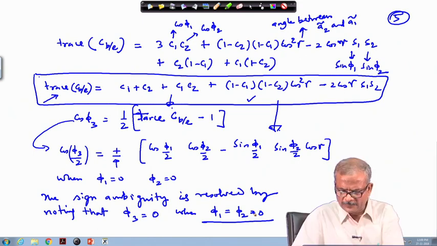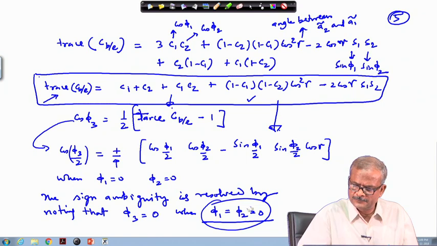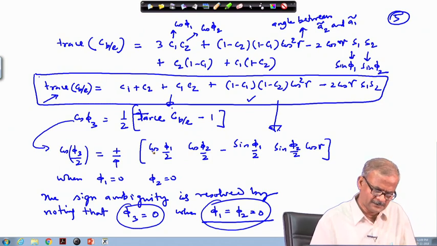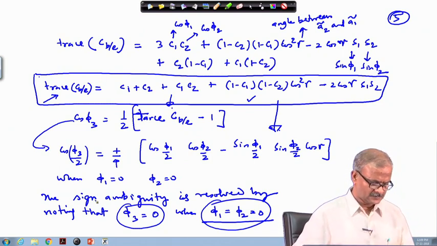Because if we are not giving any rotation, phi 1 and phi 2 are 0. Therefore, the composite rotation must be 0, there is no rotation. So, phi 3 must also be 0. So, on the left hand side this turns out to be plus 1. So, the right hand side also must be plus 1, and therefore this sign gets resolved here. So, we pick up the plus sign from that place. So, using this technique you will be able to resolve the sign problem.